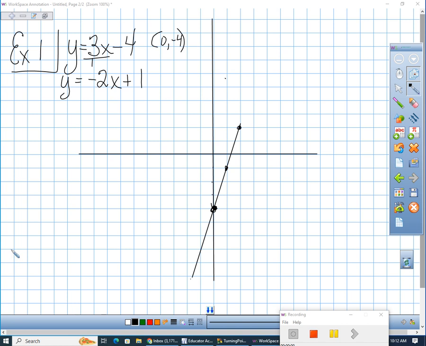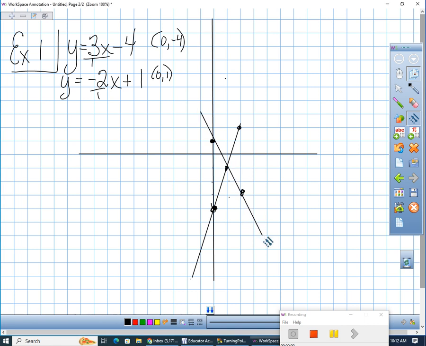All right, second equation. The second equation, we start with that last number again, which is the point 0, 1. On the y-axis, we go to positive 1 and put a dot. Our slope is negative 2. That means we're going to do what, Mackenzie? Very good. We're going to go down 2 from our y-intercept, down 2 to the right 1, down 2 to the right 1. Connect our dots.